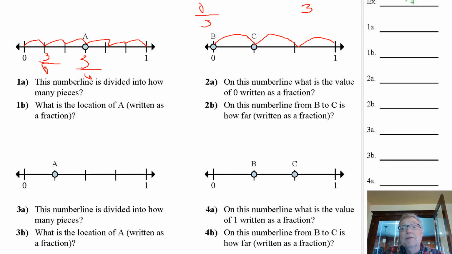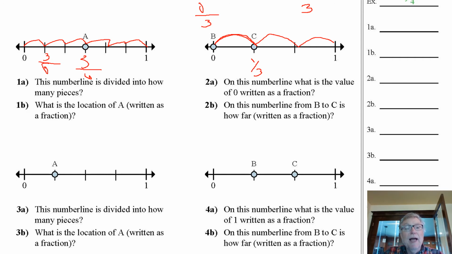Now let's go to 2B here. On this number line, from B to C is how far? So if we go, it is 1, so it's 1/3. From here to here is 1/3. So the distance is 1/3. Let's go down and take a look at another example here.